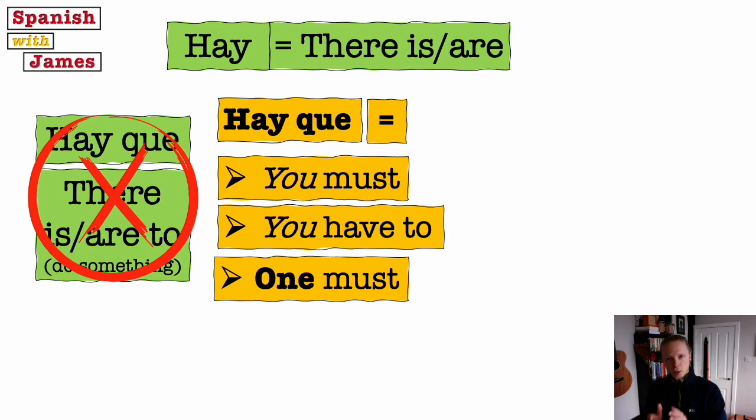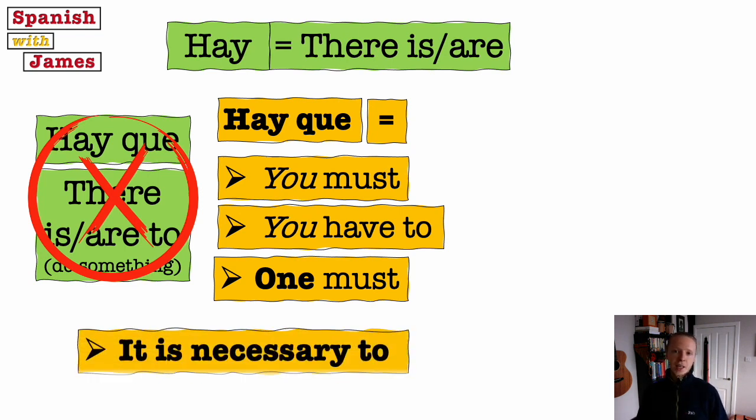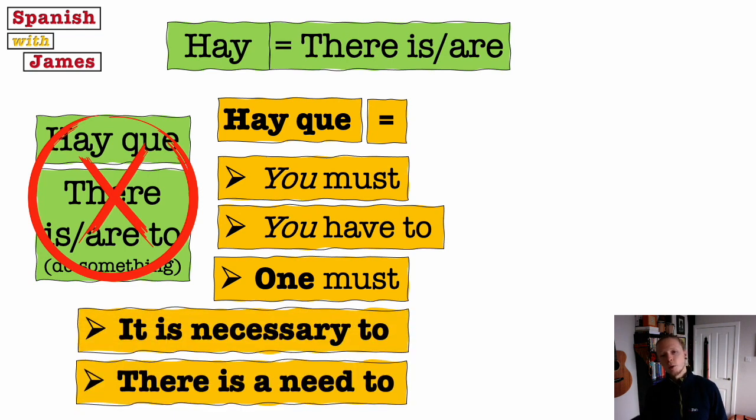Instead of saying you have to work hard to be successful, if I say one must work hard to be successful, then it takes away any misunderstanding of you speaking to me. Tienes que? No, hay que. I'm not saying you or I or he or she or they have to do something. Hay que kind of expresses it's necessary to, or there is a need to. So it's showing the need for something, but in a way which is impersonal. I'm not specifically referring to an individual person or group of people.